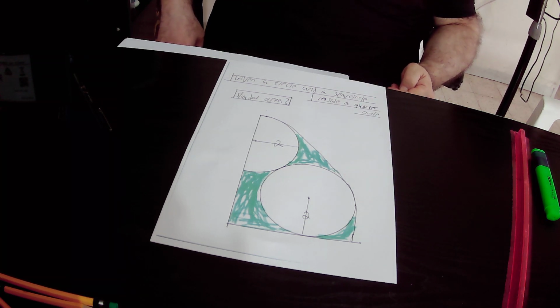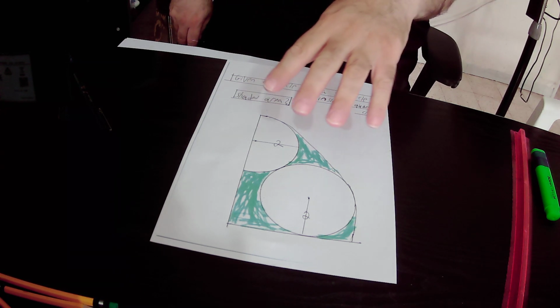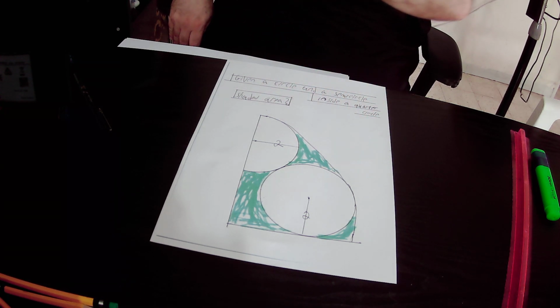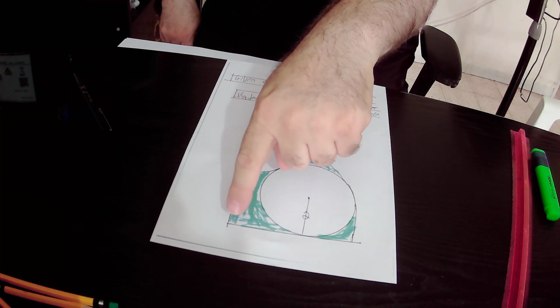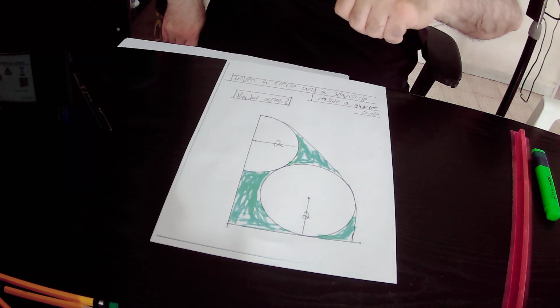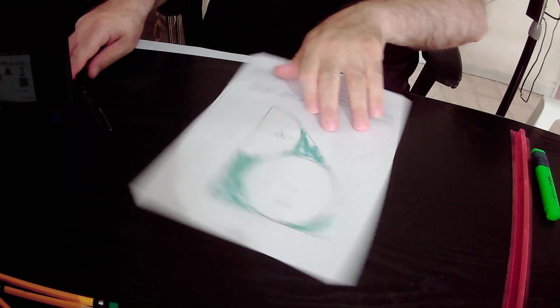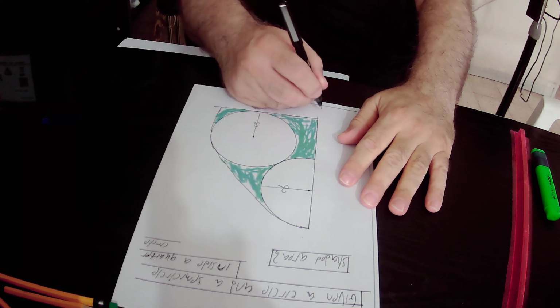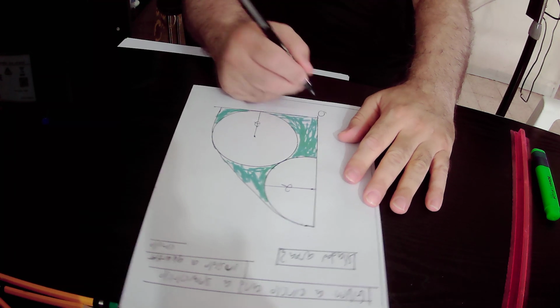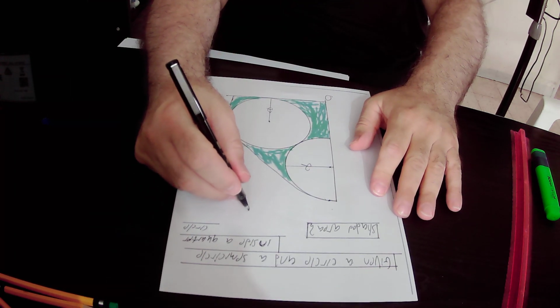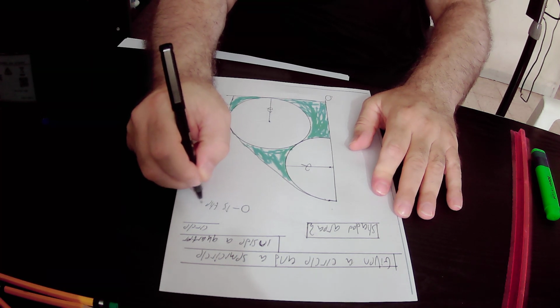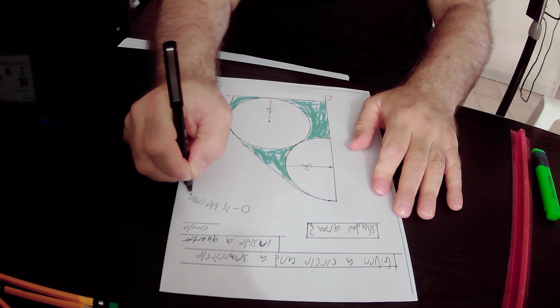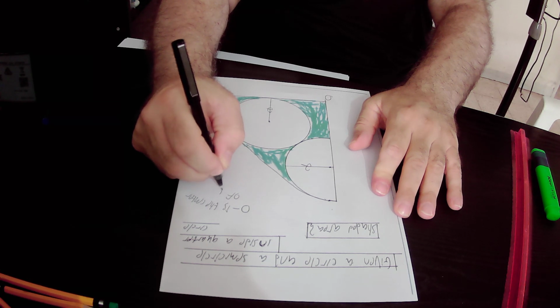First of all, because this is a quarter circle, this point is the center of the quarter circle, so we'll define this point as O, and point O is the center of the quarter circle.